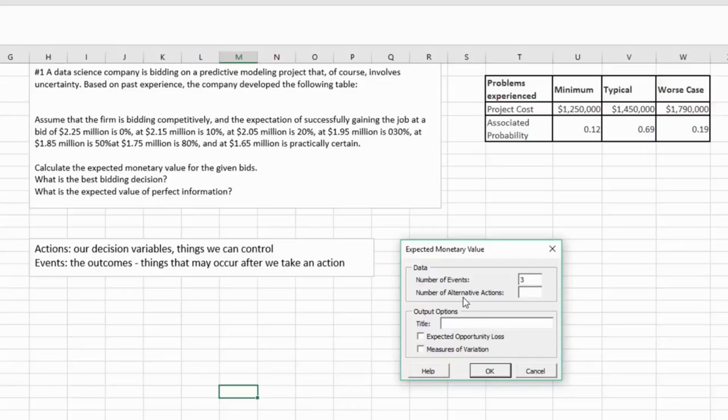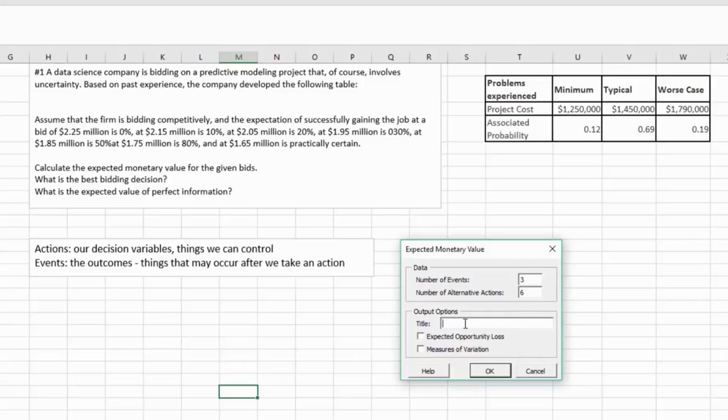And the actions, again, are our decision variables. What can we control? Well, that's our bid price. We've got a number of different bids there, ranging from 2.25 to 1.65. I think that's 1, 2, 3, 4, 5, 6, 7 bid prices. But one of them really doesn't matter because it's got a 0% chance of winning. So there's no sense even including that in our problem. So that gives us 6 bid actions that we can employ.